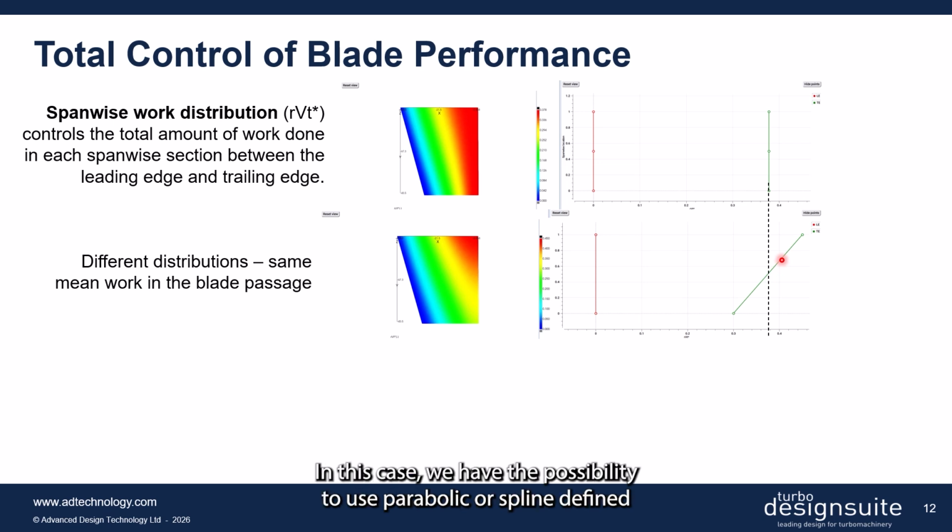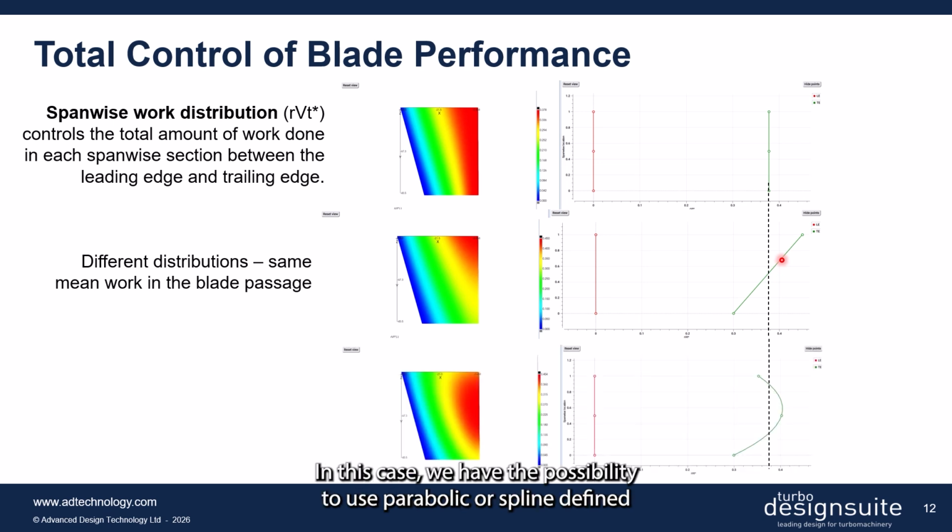In this case, we have the possibility to use parabolic or spline-defined distributions which help to control the local distribution of RVθ. By reducing the shroud work, we help to dissipate the tip leakage losses, reducing the leakage flow and the impact on the following blade, which is what generates broadband noise. With inverse design, we have direct control over this aerodynamic design intent.